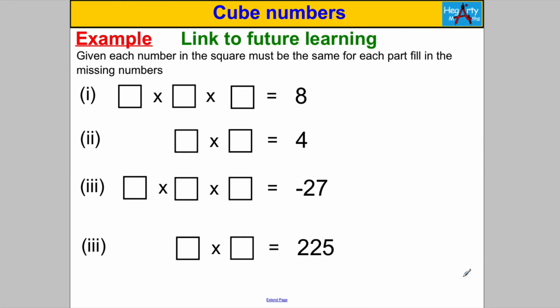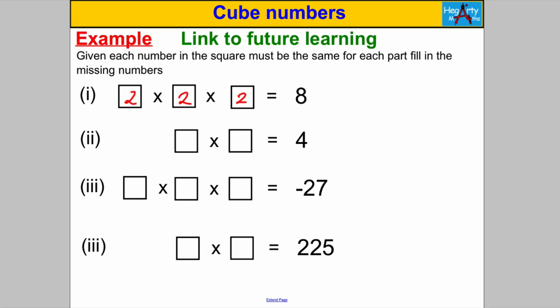Now, given each number in the cube must be the same for each part, fill in the missing numbers. Right, we are looking for a number to go here so that the same number multiplied by the same number multiplied by the same number is 8. Hopefully you realised it was 2 multiplied by 2 multiplied by 2. Could it be negative 2? No, because negative 2 multiplied by negative 2 multiplied by negative 2 would give me negative 8. So we don't have to worry, there's only one answer for 8.